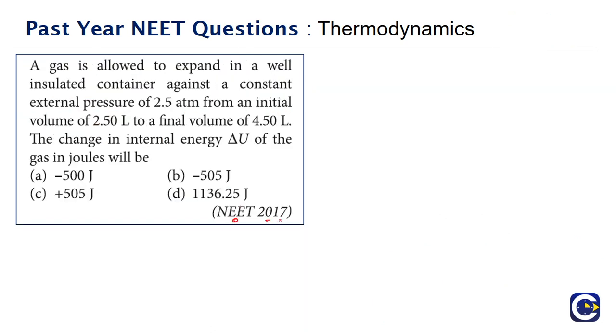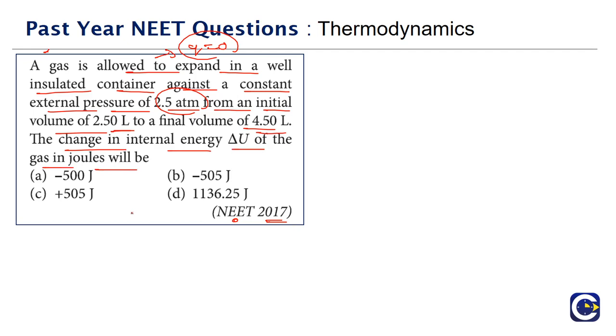Next we have a question that has come in NEET 2017. A gas is allowed to expand in a well insulated container. Well insulated container means what? The heat exchange Q will be 0. It expands against a constant external pressure of 2.5 atm from an initial volume of 2.5 liters to a final volume of 4.5 liters. This process is happening against a constant external pressure, where the external pressure value is 2.5 atm, and the volume is increasing from 2.5 liters to 4.5. The change in internal energy delta U of the gas, we have to get the value in terms of joules.